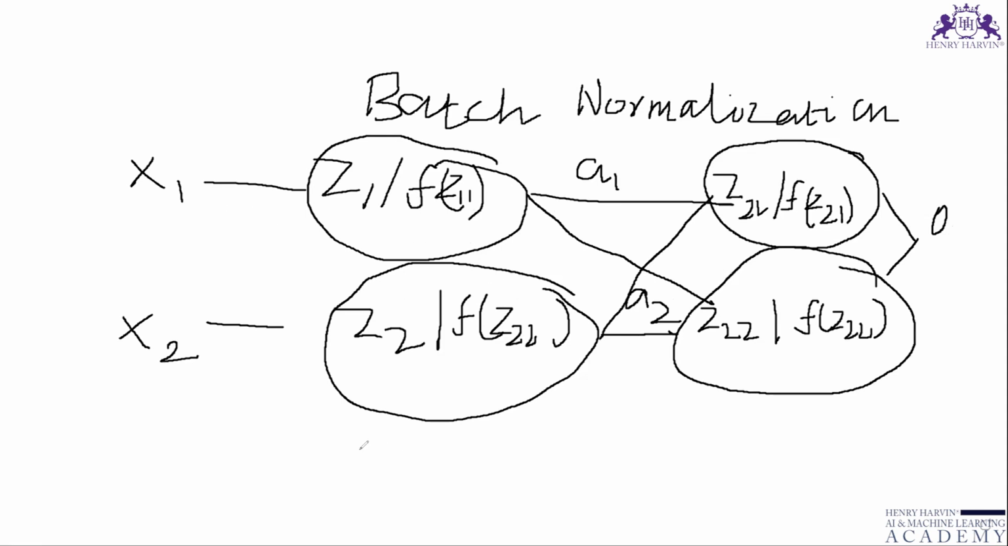Here we have two hidden layers, one input layer. Basically, there are two input neurons, and here there is the output. Here there is one hidden layer, and here there is the second hidden layer.